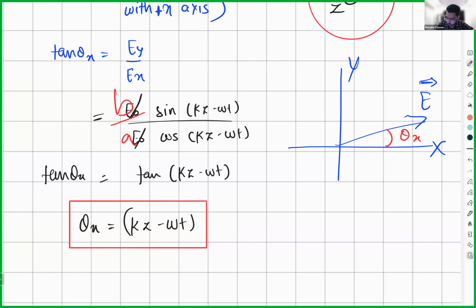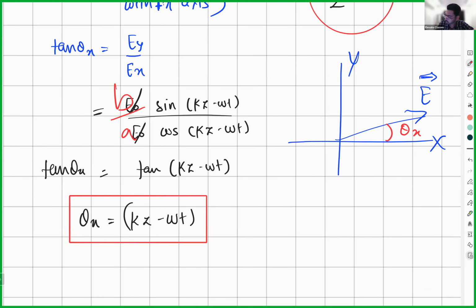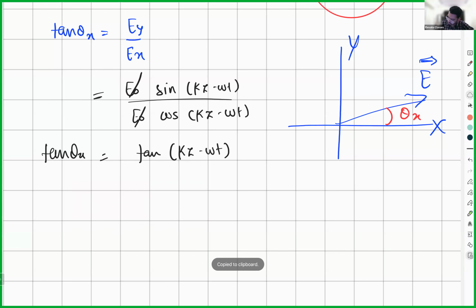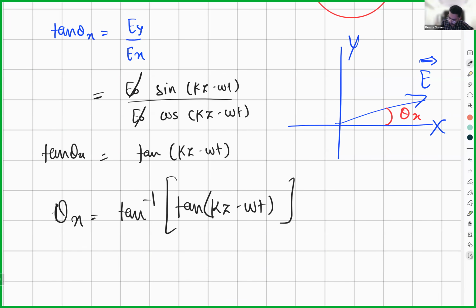So then you cannot simplify theta x as I have. Because you see, what I have actually done is I have made theta x equal to tan inverse of tan of (kz minus omega t). Now this thing is solvable.